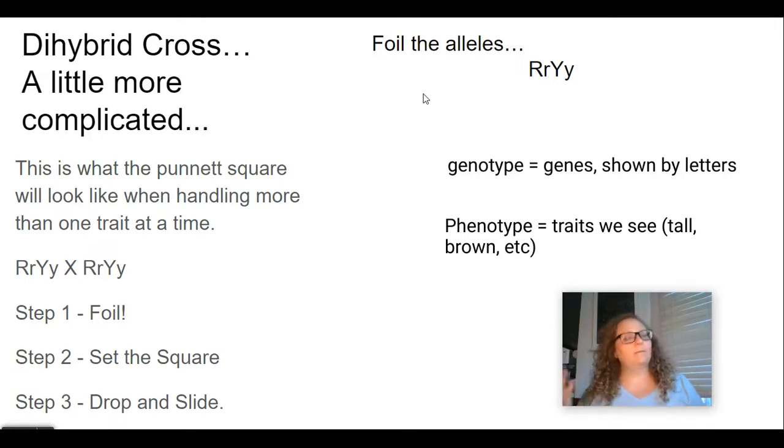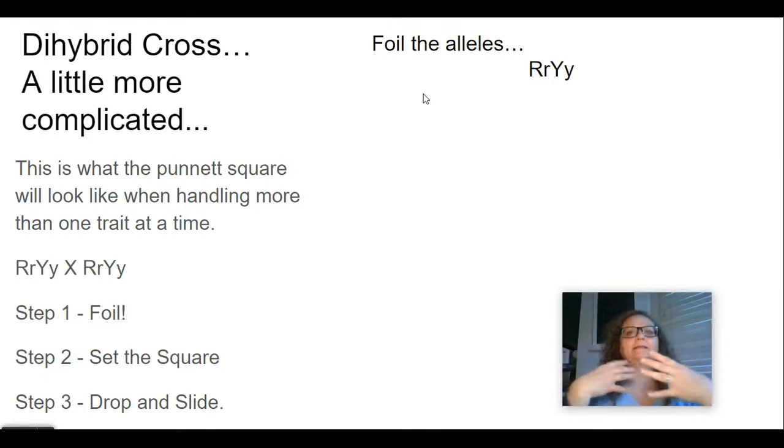So we're going to talk about those, and we're going to talk about what we want to do when it is a little bit more complicated. For instance, we're going to start by talking about a dihybrid cross.